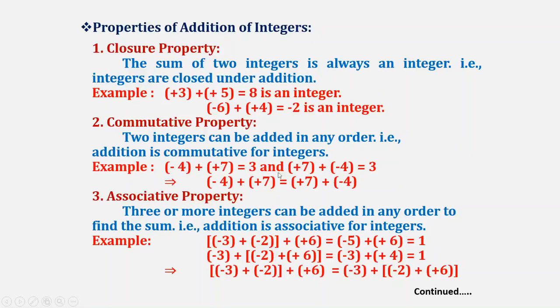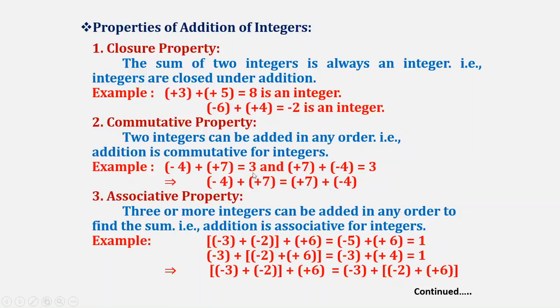And again I am interchanging the order. First I am taking plus 7 and then I am adding minus 4 to that. Here also you are getting the same answer, which is plus 3. So two integers can be added in any order. So by adding them in any order, you will get the same answer.